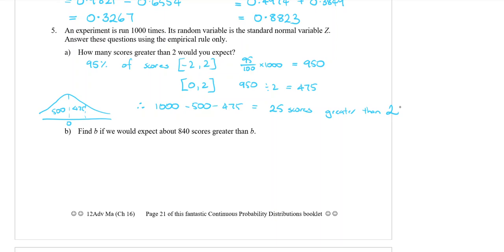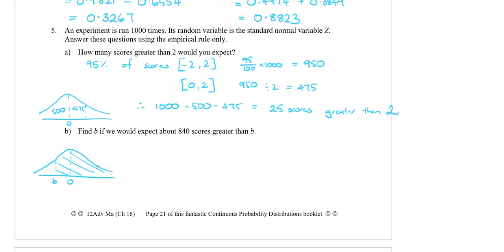Part B. Find B if we would expect about 840 scores to be greater than B. And we have no idea what B is. But we know there's 1,000 experiments that we've done here. 840 is more than half, right? So whatever this is, if I want there to be 840 scores greater than it, whatever this B is, it's going to have to be to the left because it's going to have to be a lot more than half of what I'm after here. 840 is above 500, more than half of what I want. Okay, so it's somewhere on that left-hand side.